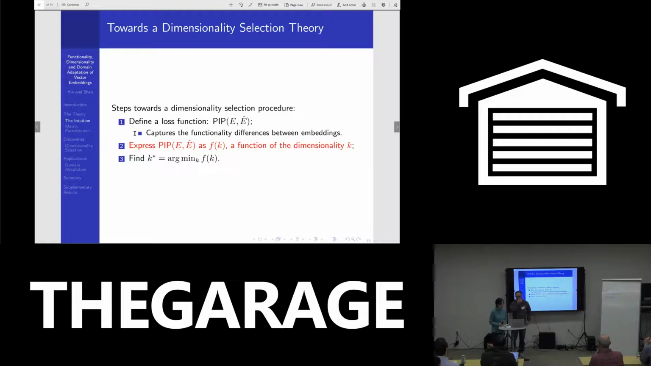So now we have an answer to the first question: how do we define a loss function between word embeddings? The answer we give here is the p-loss. Now what we want to do is use this p-loss to do dimensionality selection. Our goal here is to express the p-loss between the oracle embedding E and the training embedding E hat as a function of k, where k is the dimensionality of the training embedding E hat, the knob that we can tune. If we are able to do so, then we can tune that knob to find the embedding that actually minimizes this loss.